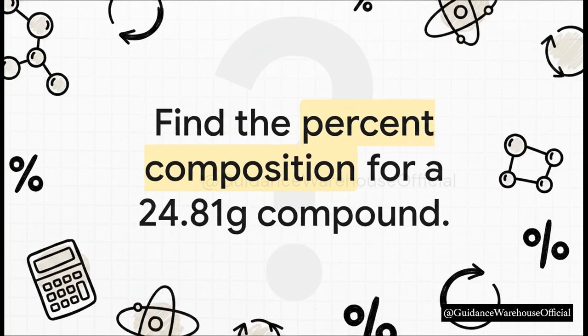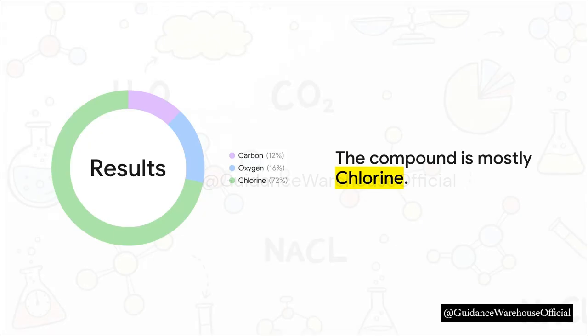Let's pause for a quick test to make sure you're actively following along with the math here. Feel free to grab a calculator or just map out the steps mentally. Let's say a 24.81 gram gaseous compound contains 3.01 grams of carbon, 4.00 grams of oxygen, and 17.81 grams of chlorine. Think about it. How would you find the percent composition for each of those three elements? Okay, and here are your results. You should get 12.1% carbon, 16.1% oxygen, and 71.8% chlorine.